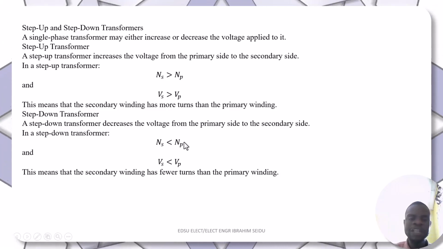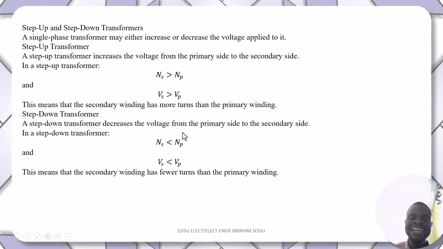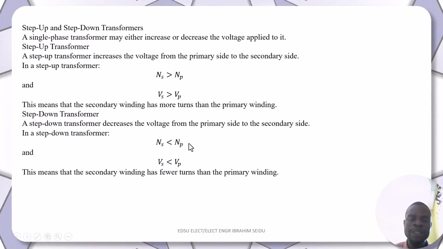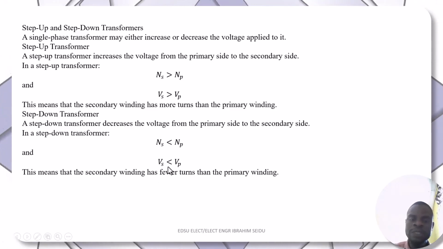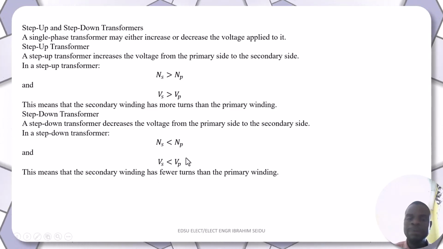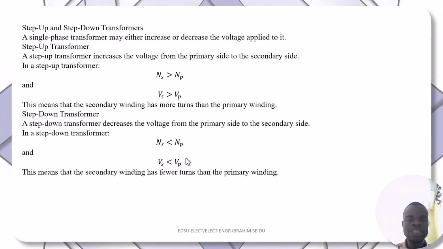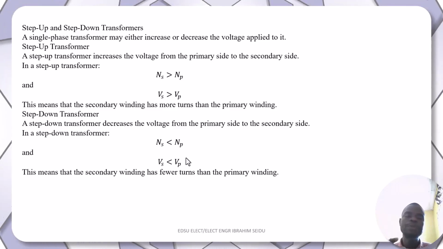While for a step-down transformer, the secondary winding is usually less than the primary winding. Now, when the secondary winding is less than the primary winding, then it means the secondary voltage is less than the primary voltage. So it means you are sending in a certain amount of voltage to be stepped down so that they will be able to use it.